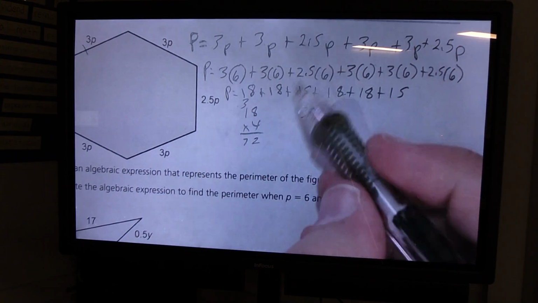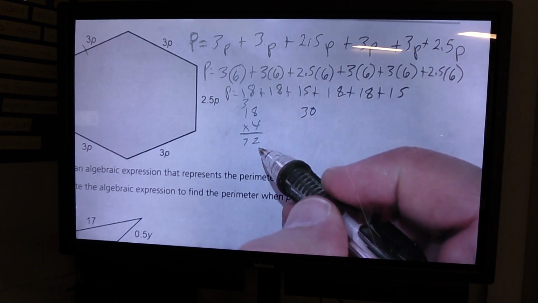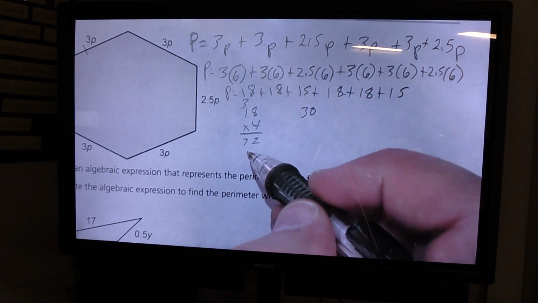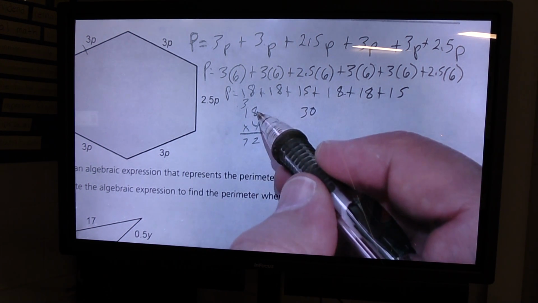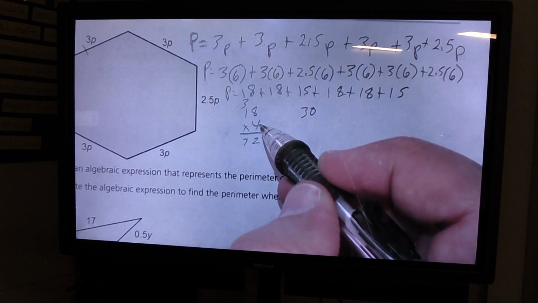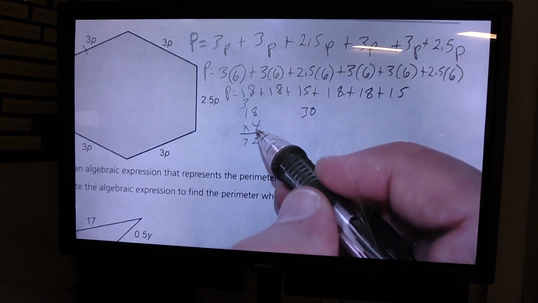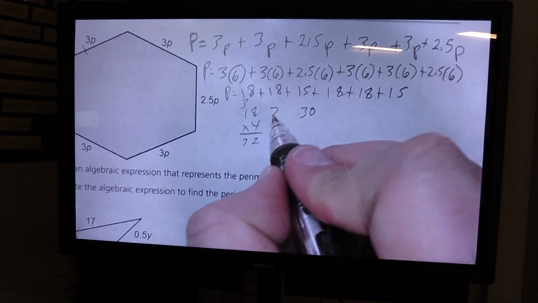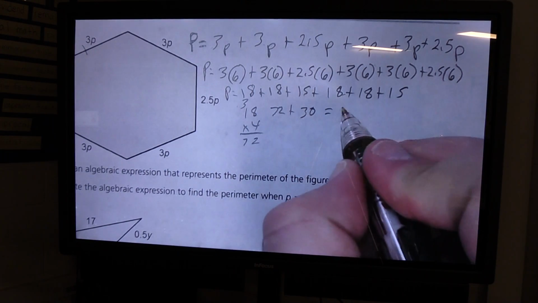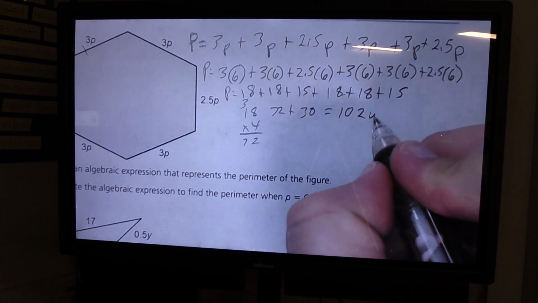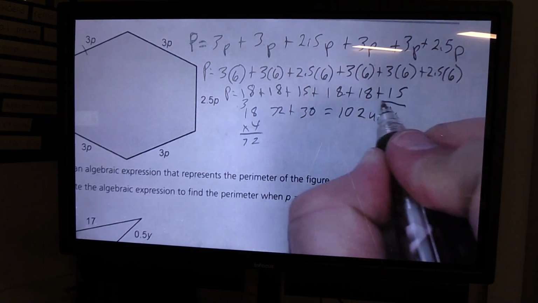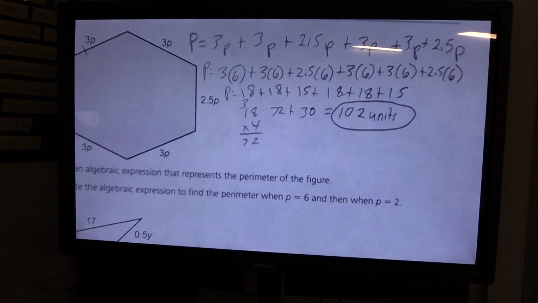So 18 times 4 is 72. And it makes sense because half of 18 would be 9, and twice 4 would be 8, and 9 times 8 is 72. So I can say 72 plus 30 equals 102 units. So my first value of the perimeter when p equals 6 is 102 units.